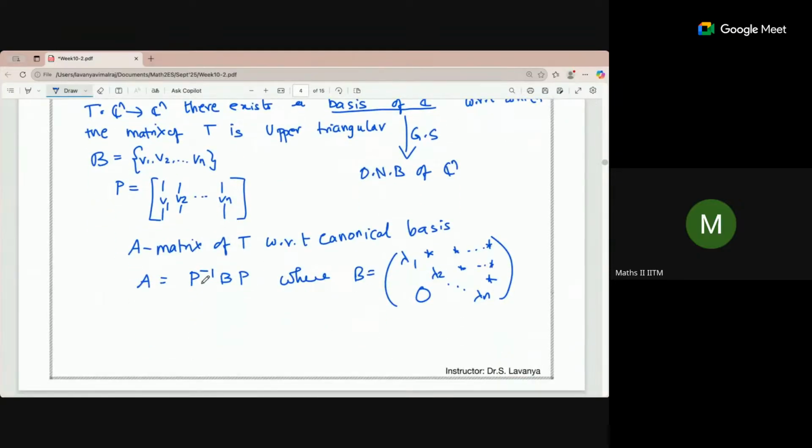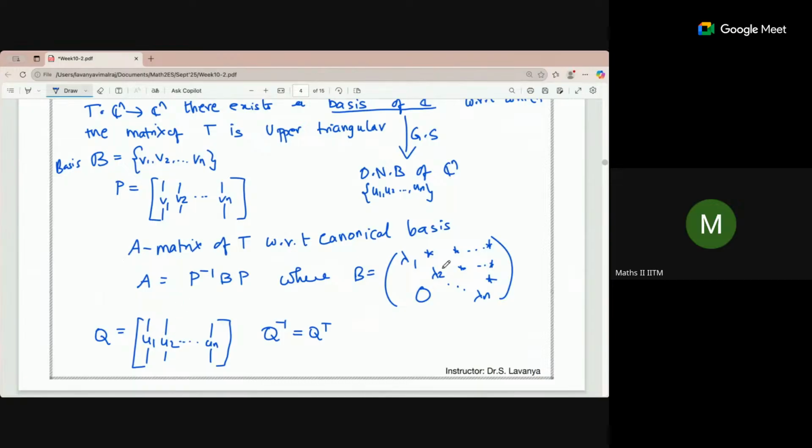Now, let us say you are having a Q where, instead of v1, v2, vn, you have orthonormal vectors. So let us say the orthonormal basis is u1, u2, un. So this is the basis and this is the orthonormal basis. This matrix is now an orthogonal matrix, and for an orthogonal matrix, what is Q inverse? Q inverse is the same as Q transpose. So that reduces a lot of computation again.